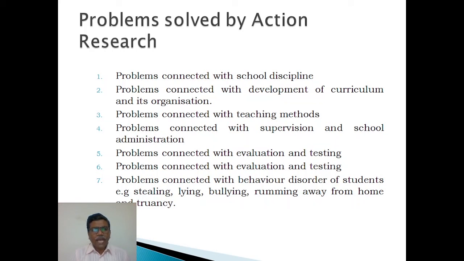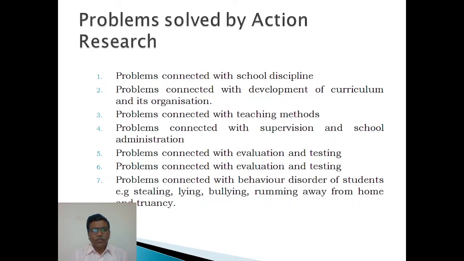Next, the problems solved by action research. Which are the problems to be solved by action research? Those who are interested in conducting action research, please keep in mind the following problems. Of course, there are other problems, but these are very important. Number one, problems connected with school discipline. Number two, problems connected with development of curriculum and its organization. Number three, problems connected with teaching methods. Number four, problems connected with supervision and school administration. Number five, problems connected with evaluation and testing.